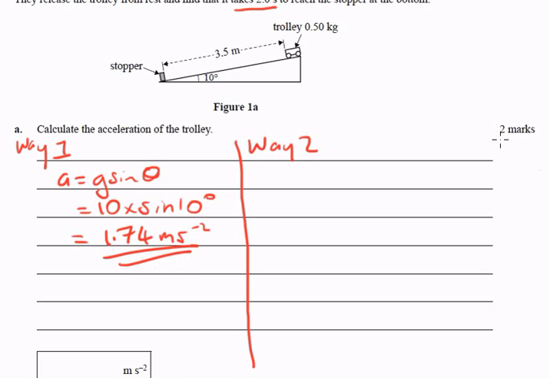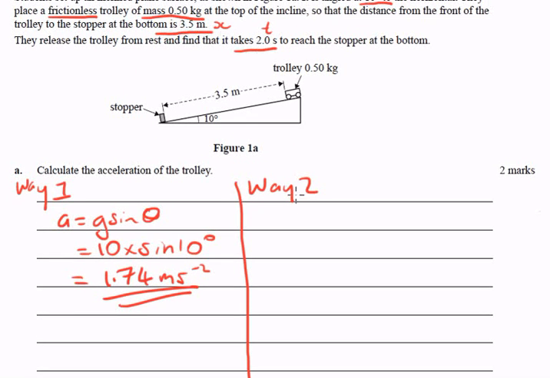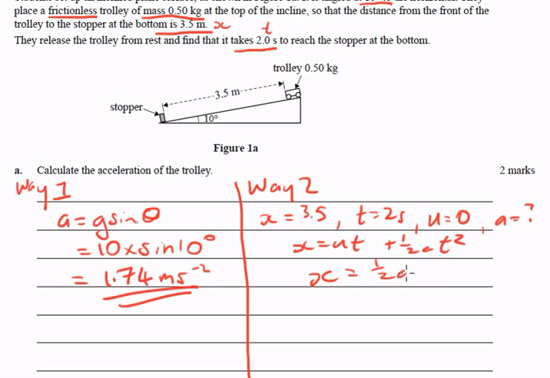And then the second way is we can use this plethora of information we've got here. We've got x equals 3.5, t equals 2 seconds, u equals 0, and we want to find a equals question mark. So we can use an equation of motion, and the one that has those four in it is x equals ut plus half at squared. Because u equals 0, 0 times t is 0, so we can just rewrite the equation as x equals half at squared.